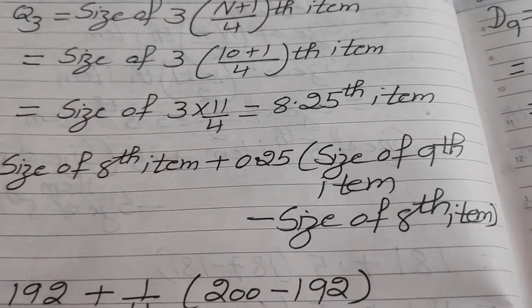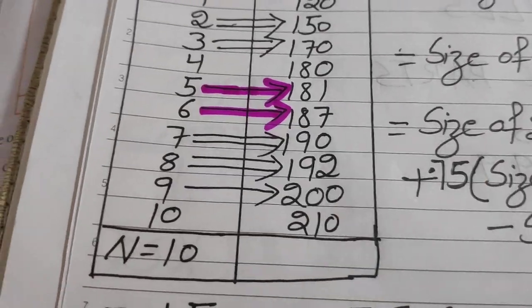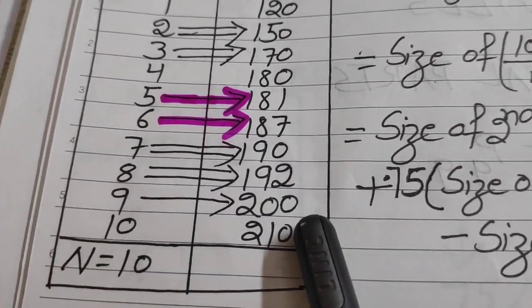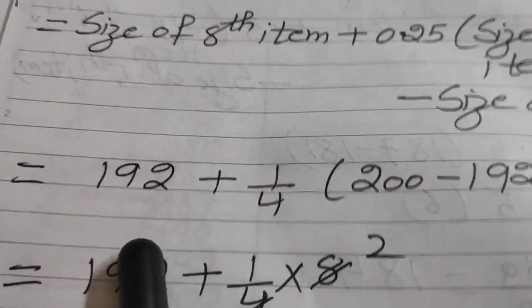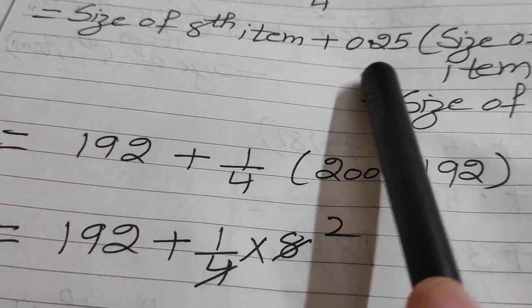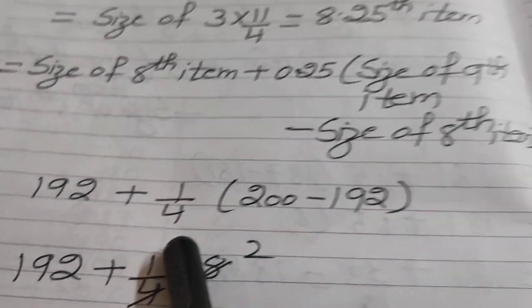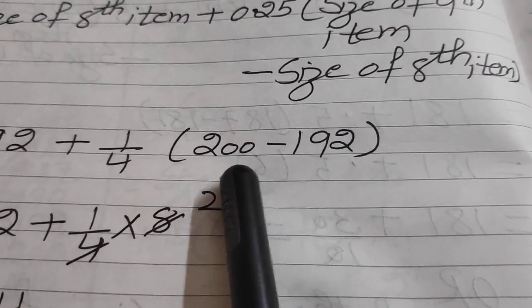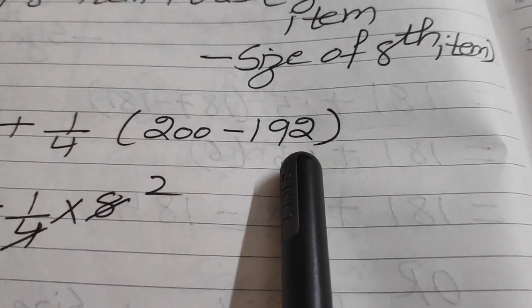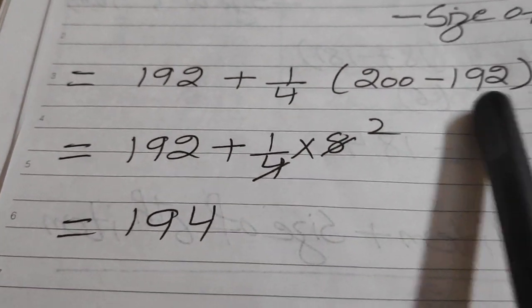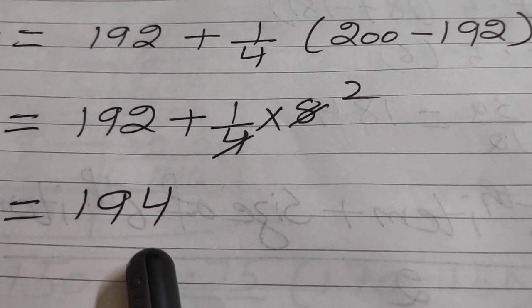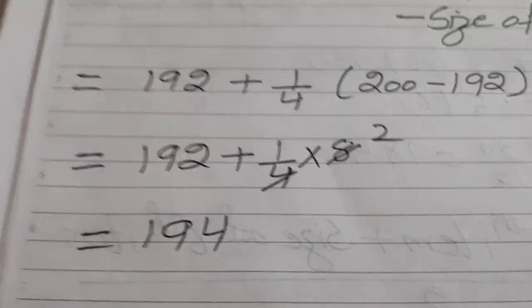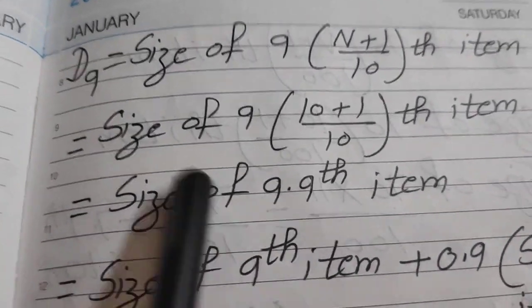Now we will see 8th, we need size of 8th and 9th item. 8th item size is 192 and 9th item size is 200. Now putting the values in the formula, size of 8th 192 plus 0.25 means 1/4 and 9th का size है क्वेश्चन में 200 minus size of 8th is 192. Now by calculating we arrive the value comes to be 194.